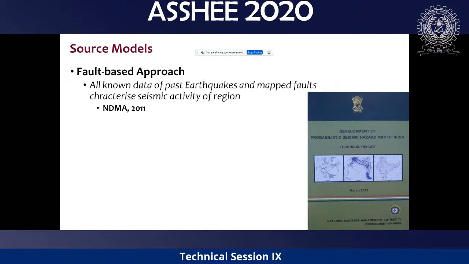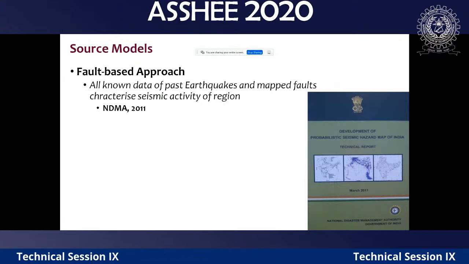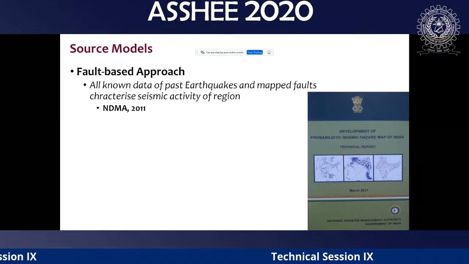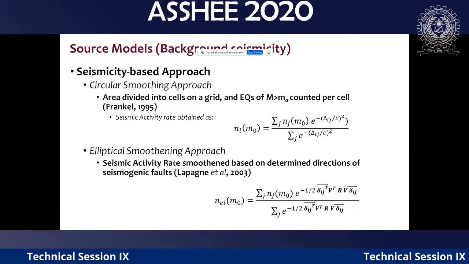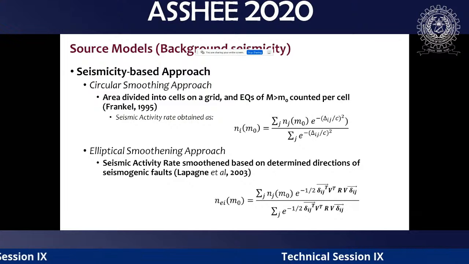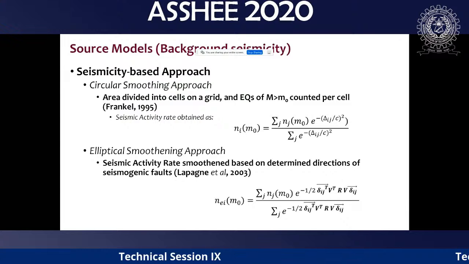There we followed three approaches. One is the fault-based approach, which was in the old report. The committee felt that you should explore alternatives also, so we have done, as already mentioned, the seismicity-based approaches. One is circular smoothing, then elliptical smoothing. So we obtained hazard maps from all these approaches also.